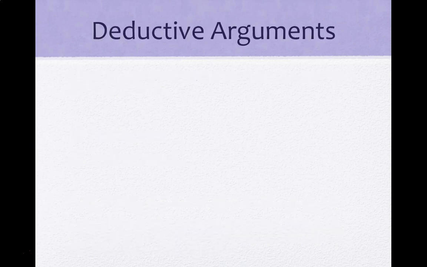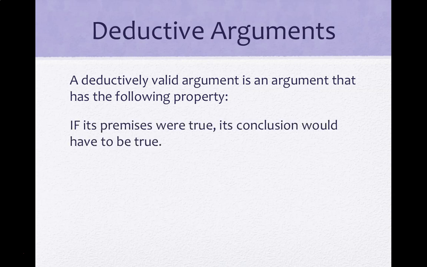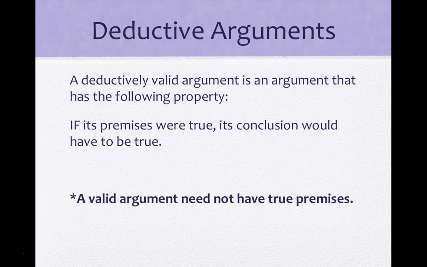All right. Now we're going to move on to deductive arguments. That was sort of an overview of arguments more generally. Now we're going to look at a subset of arguments known as deductive arguments. A deductively valid argument is an argument that has the following property. If its premises were true, its conclusion would have to be true. So a deductively valid argument is an argument where if the premises were true, the conclusion would have to be true. Now, a sort of a wrench that can be thrown in here is that a valid argument need not have true premises.